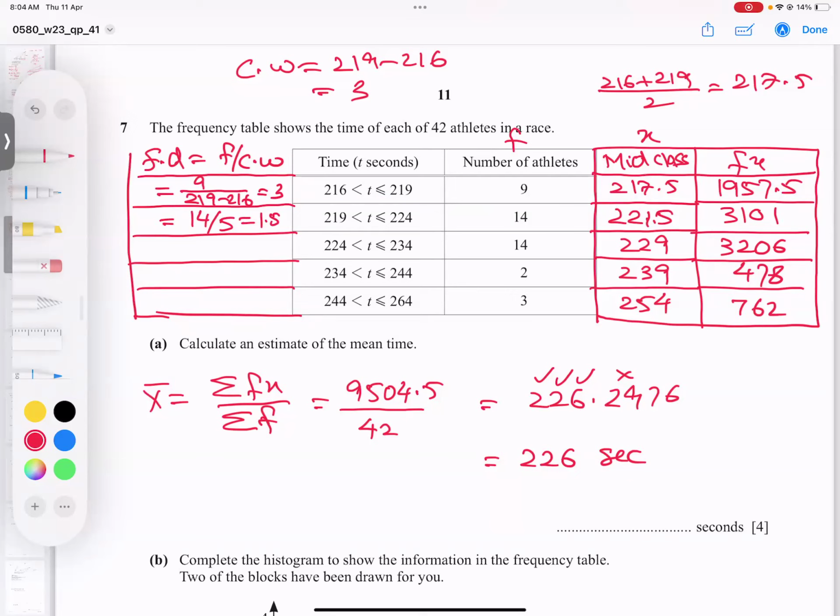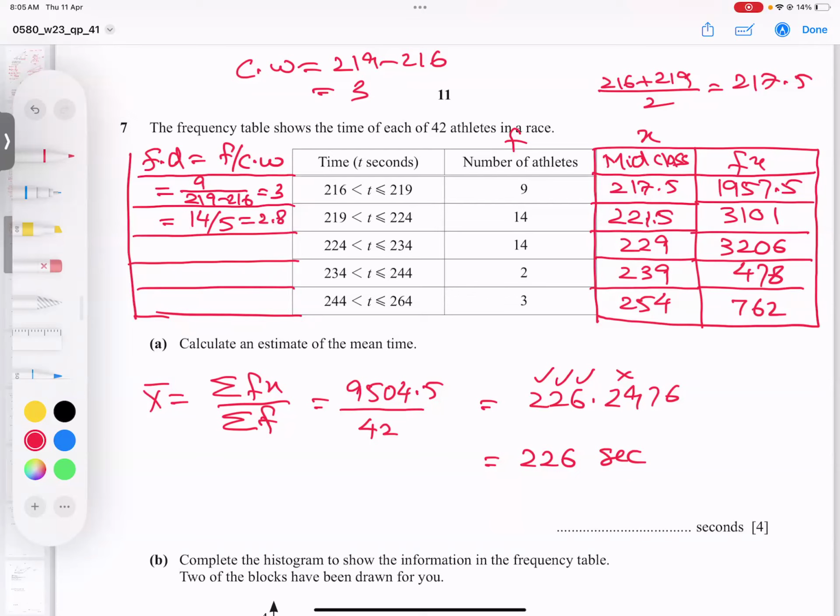So let's discuss, students. This is okay. So wait a minute. Let me recheck once again. 14. Wait a minute. 14 divided by 5 is coming 2.8. Sorry, this is a typing error, 2.8. Okay. So let's go for the next part. And the next number is what?